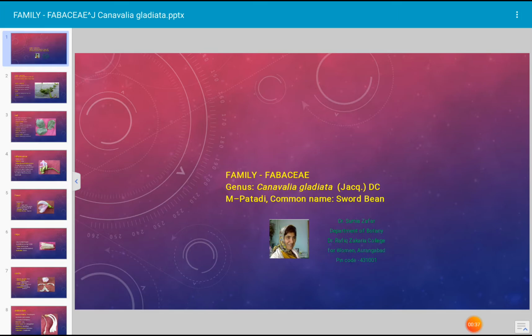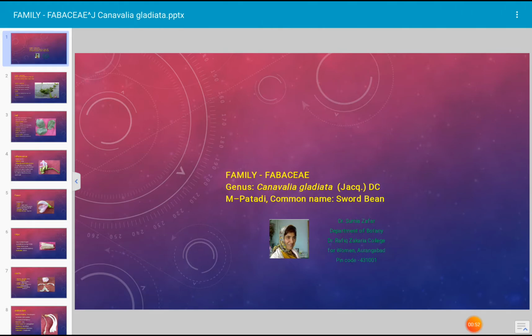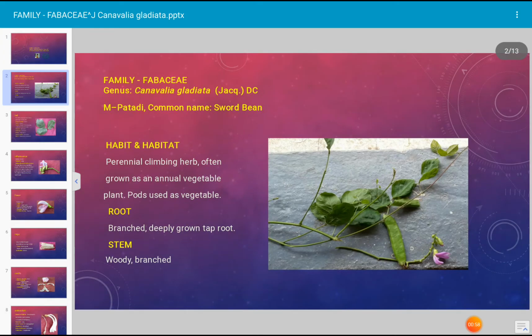in Karnataka. The pods are used as vegetable. It is very common in tropical as well as in subtropical parts of India. There are reports of toxicity of mature seeds of this plant, that is Canavalia gladiata. Let us see the details.